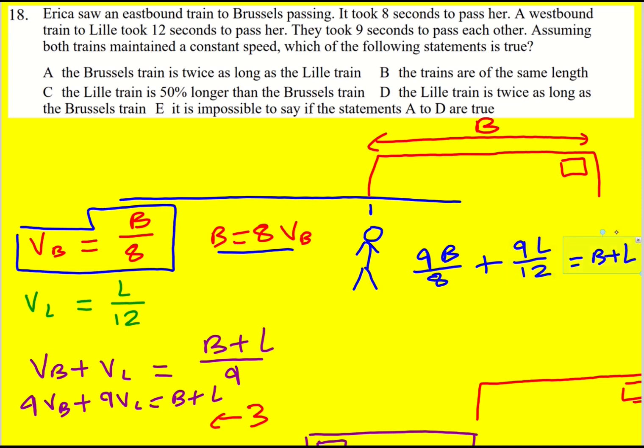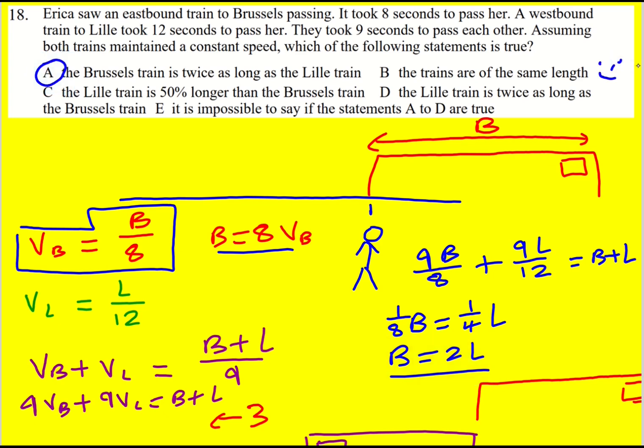What I decided to do was just subtract B from both sides, because actually that will give me 1/8 B. Subtract 9/12 L from both sides, that will leave me 3/12 or a quarter L. Times through by 8, B is equal to 2L. So the length of the Brussels train is twice that of the Lille train, which means our answer is going to be A. Nice question.